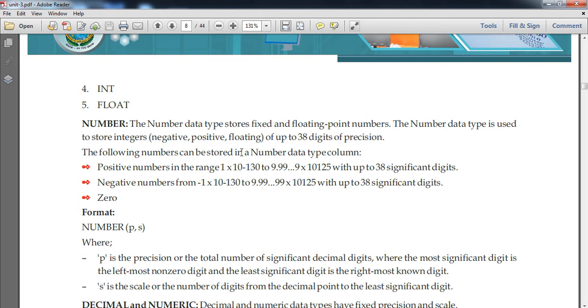The number data type is used to store numbers. They may be negative, positive, or floating, with 38 digits of precision. The range for positive numbers is 1 x 10^-130 to 9.99 x 10^125 with 38 significant digits. For negative numbers, it is -1 x 10^-130 to -9.99 x 10^125, with 38 significant digits, and 0 also.